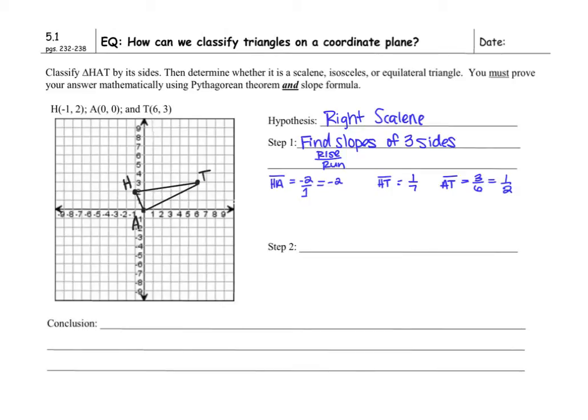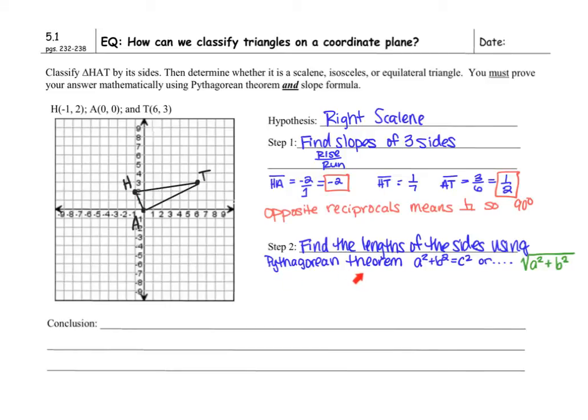Sometimes it might be difficult to classify the triangle by its angles because it's hard to determine if this is 90 or obtuse. But if we look at our slopes, we have two slopes that are opposite reciprocals, which means they're perpendicular. If they are perpendicular, these segments meet at a 90-degree angle, making it a right triangle. Now all we have to do is figure out the lengths of the sides using the Pythagorean theorem.